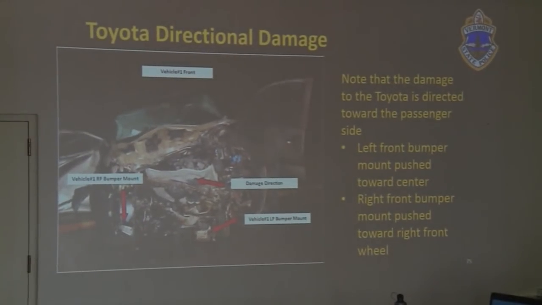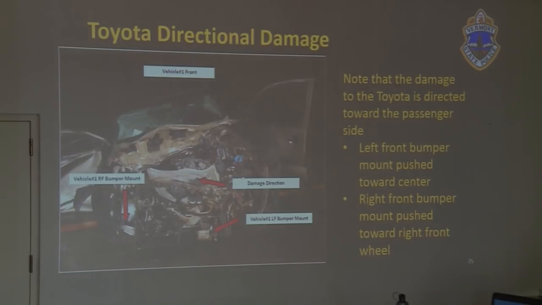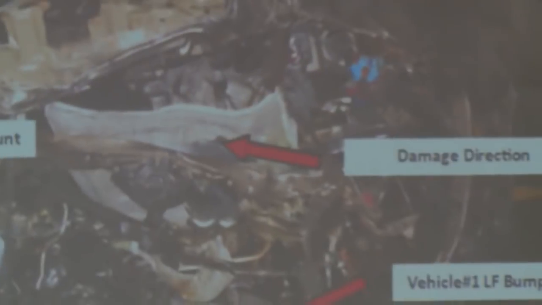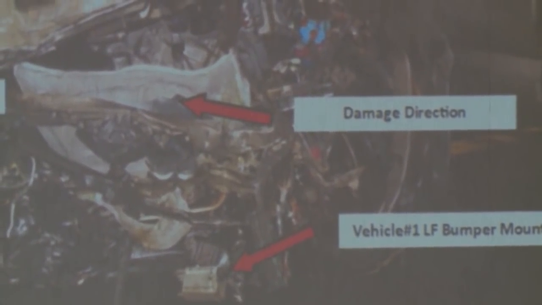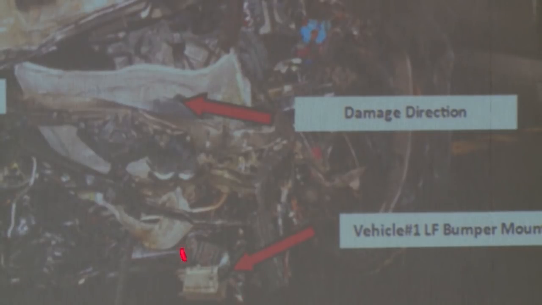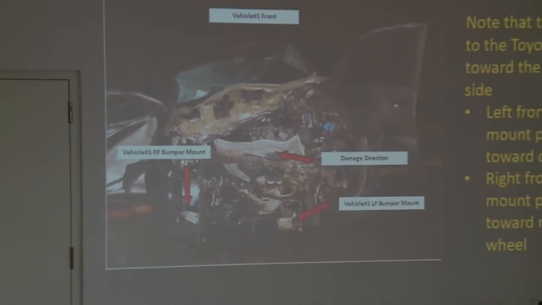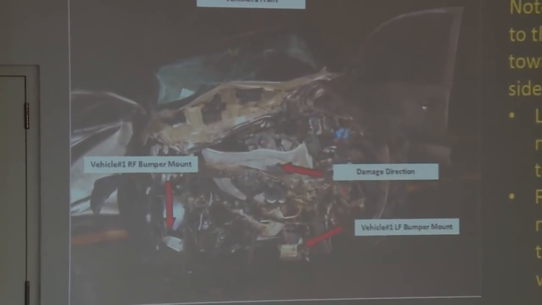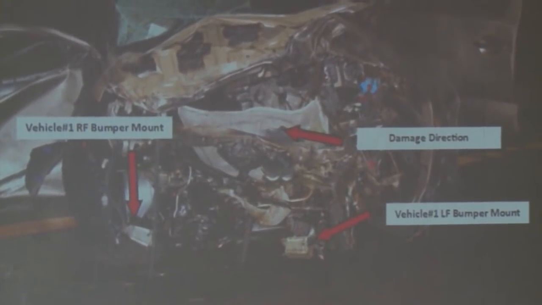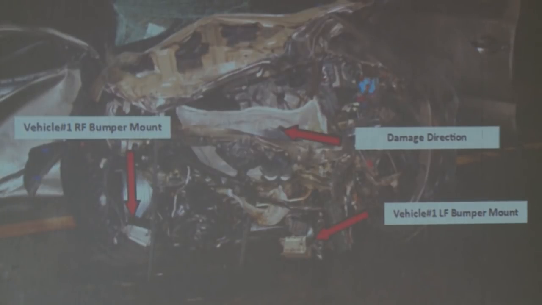So this is a picture of the front of the Toyota, the night of the crash. I didn't take the picture, but looking at it, this right here is the left front bumper mount. This right here is the right front bumper mount. On cars that we see today, if you think back to cars from the 70s that used to have metal bumpers, now they still have metal bumpers, but they're hidden behind typically either a rubber or a fiberglass bumper cover. So there should be an aluminum or some sort of metal bumper attached to the right front bumper mount and the left front bumper mount, but obviously that's missing. Also, as you can see, they've both been pushed to the passenger side of the truck.